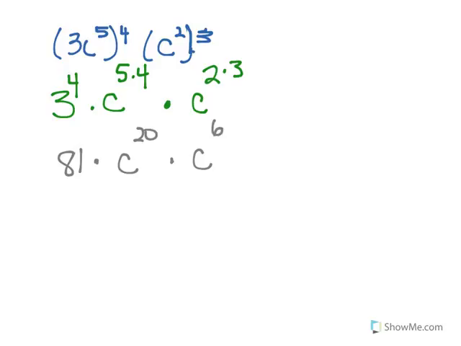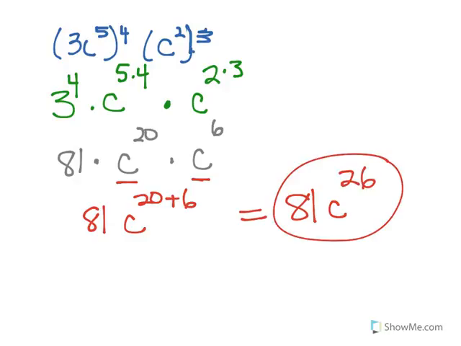We can simplify a bit more, and we get 81, keep the base of c, to the 20 plus 6, and so our final simplest answer is 81c to the 26th.